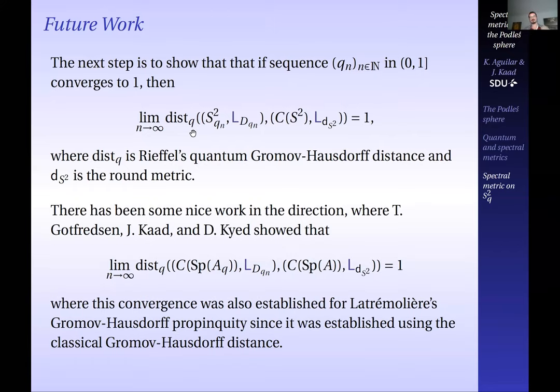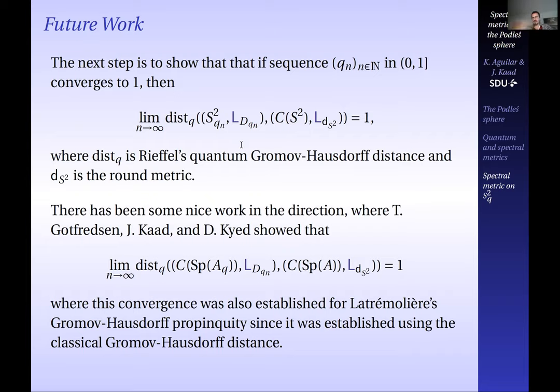And then if you're able to capture enough multiplicative structure, then you use Latrémolière's propinquity, which actually shows that the algebras are converging, not just the order unit spaces of the self-adjoint elements. So this is the first goal, to use Rieffel's quantum distance.